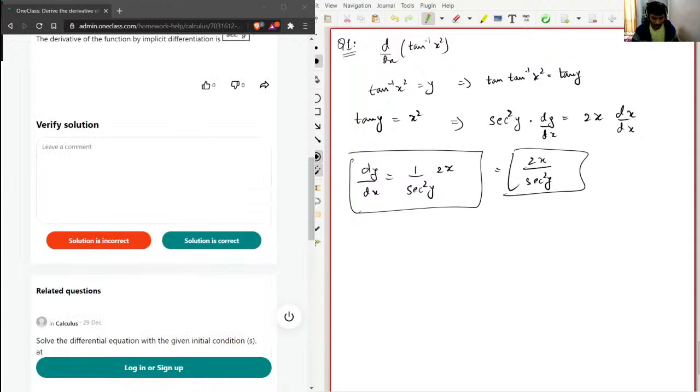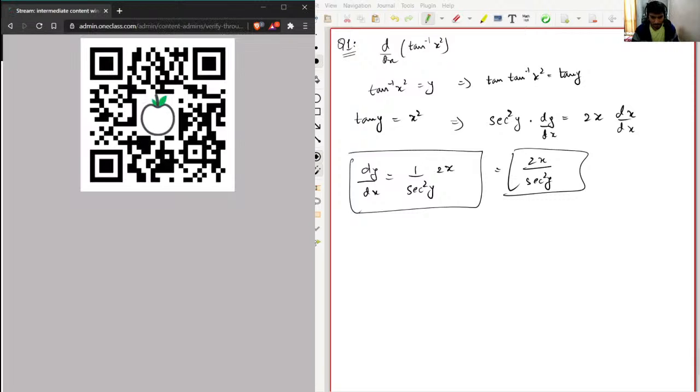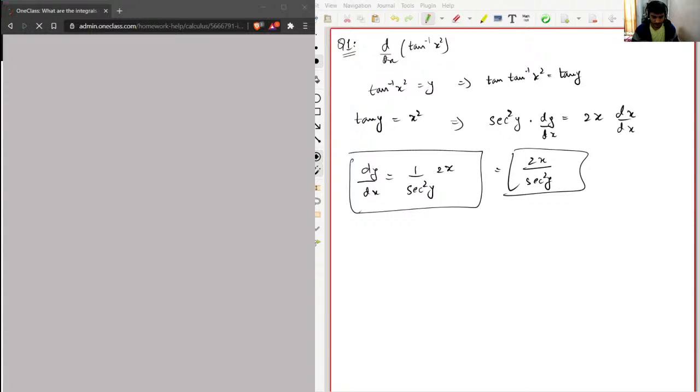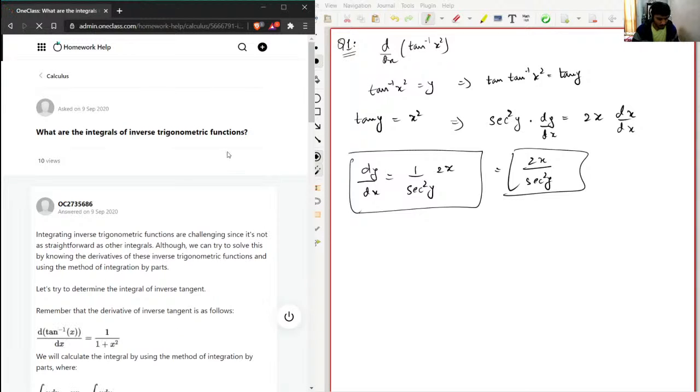So the solution given here is correct, and I'll just write correct solution. Good work. The solution is correct, so I'll just say that. Now we'll go for question number 2.